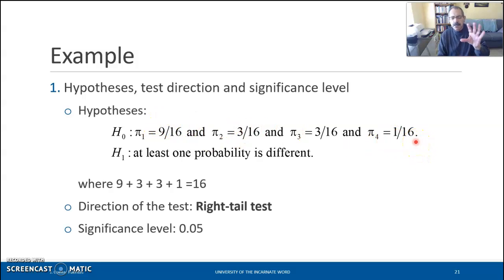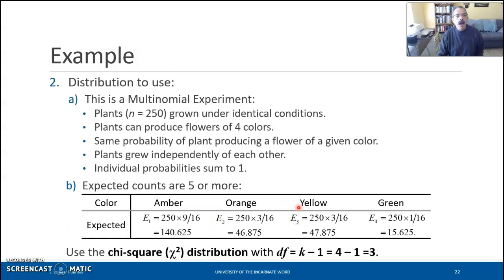So be careful here. In these problems, sometimes we're not given the probabilities straight out. We need to find them out, like in this example. Now, again, as we said, this is always a right-tail test, and the significance level for this problem is 0.05. All right, what distribution should we use to solve this problem?